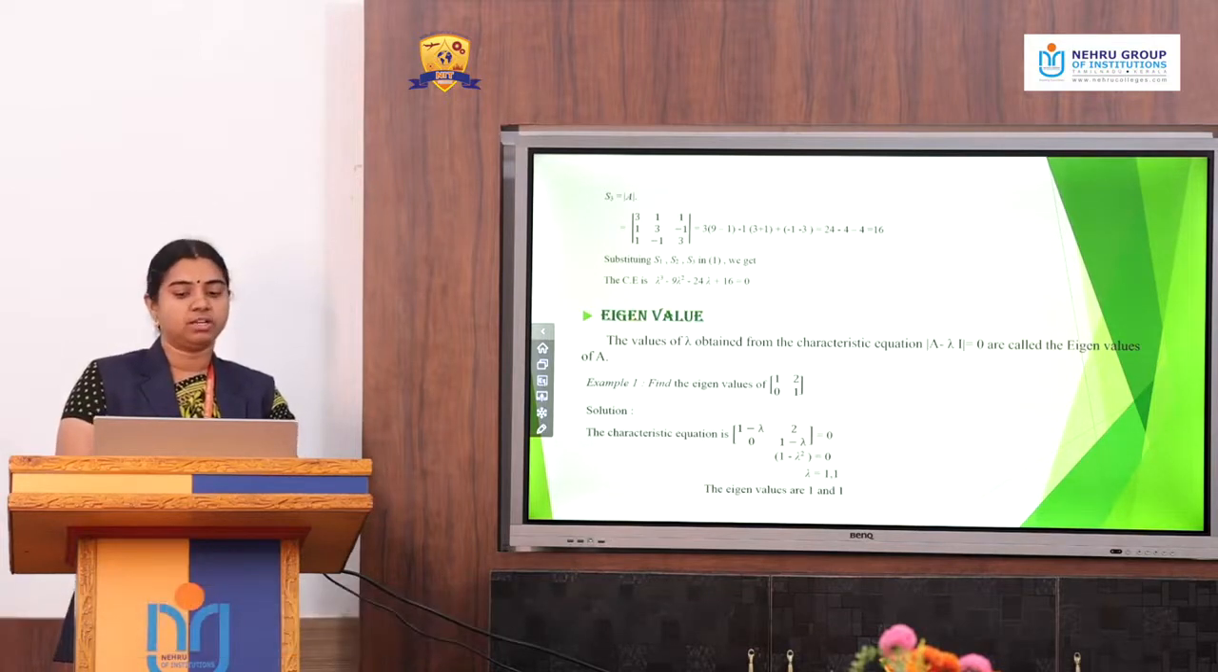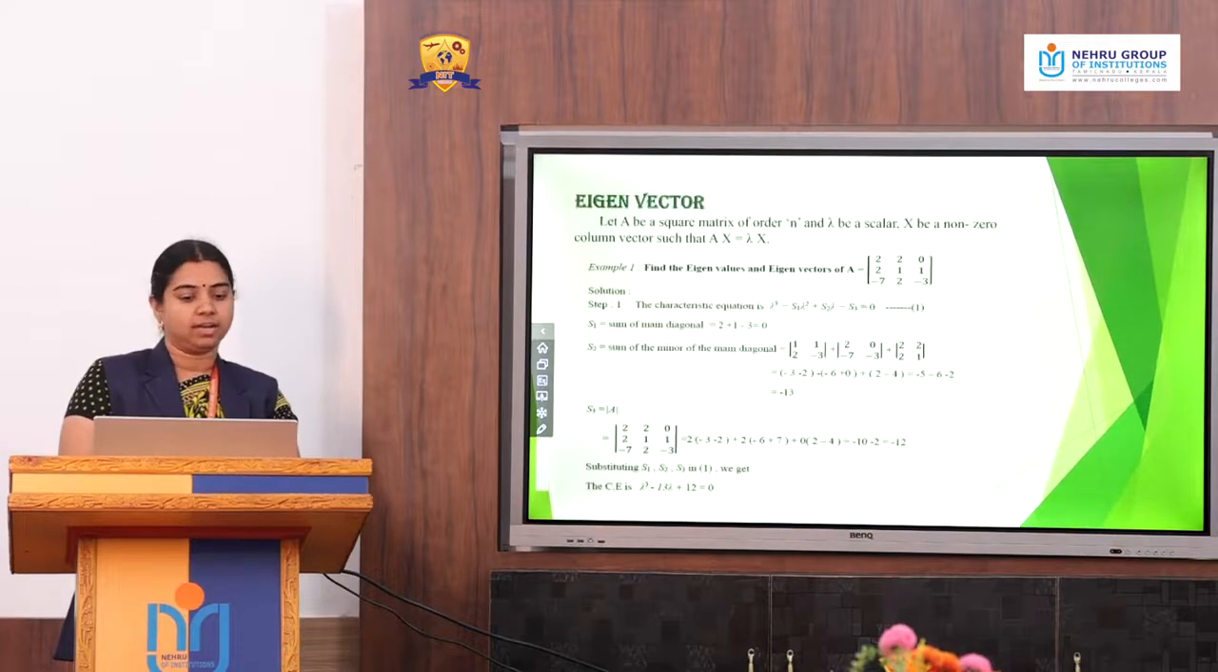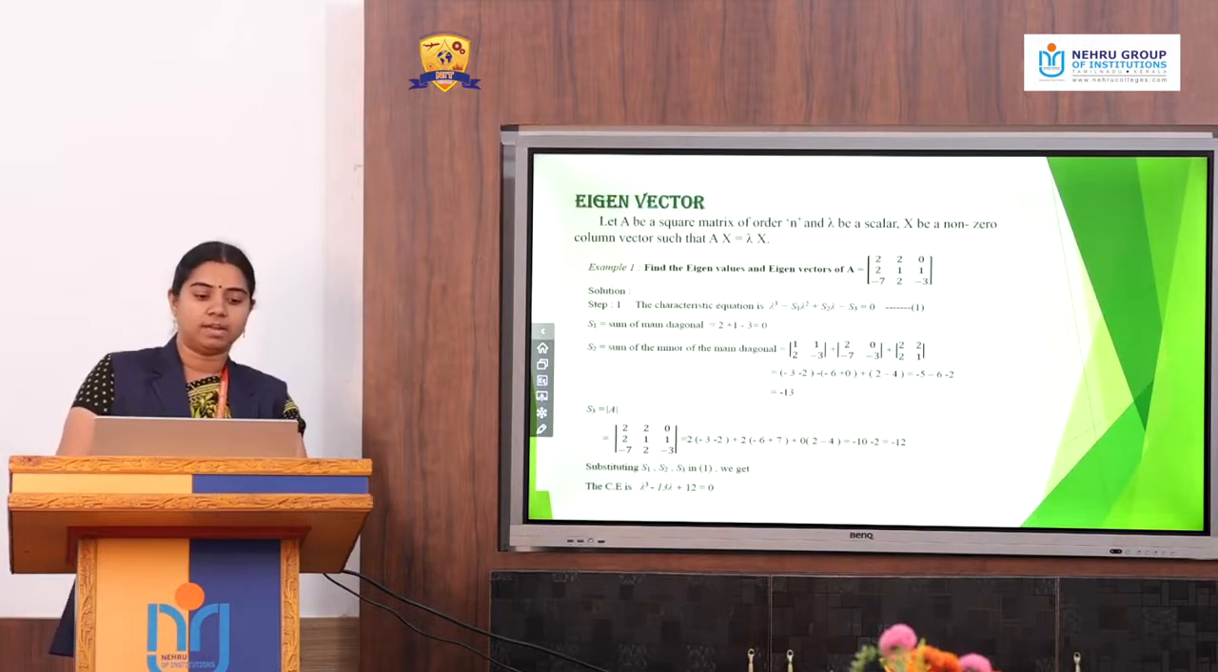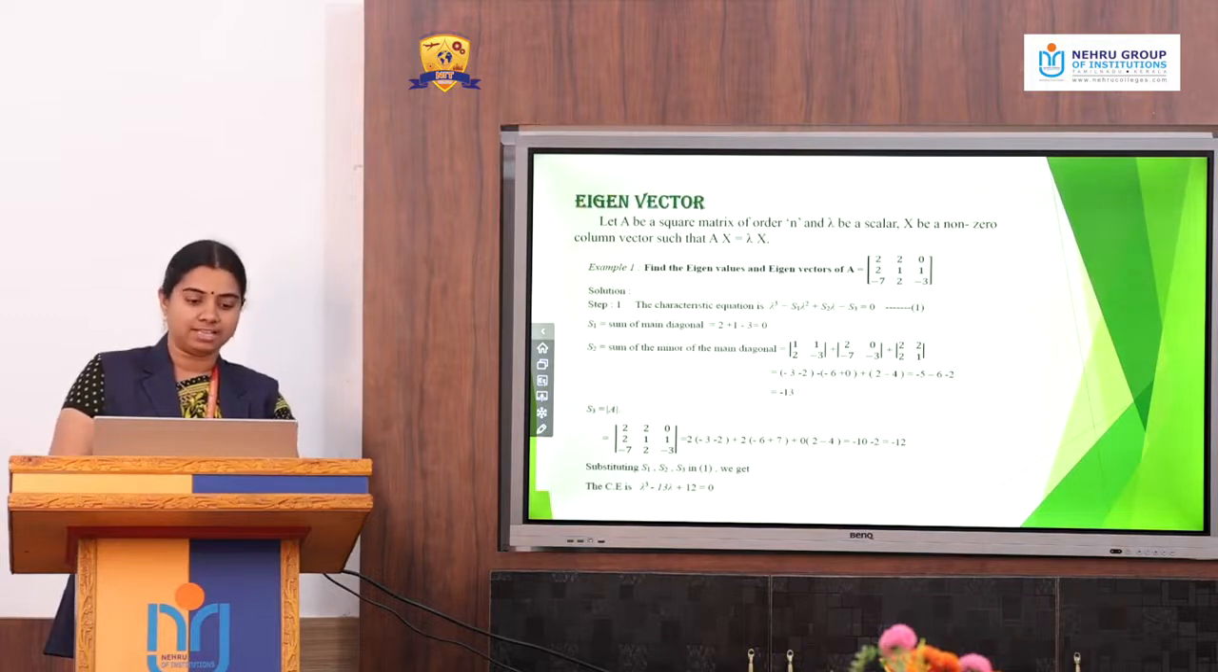We're going to check it. Next is eigenvector. Let A be a square matrix. If we want to find the eigenvector, surely A must be a square matrix. So let A be a square matrix of order n and lambda be a scalar, x be a non-zero column vector such that Ax equal to lambda x.